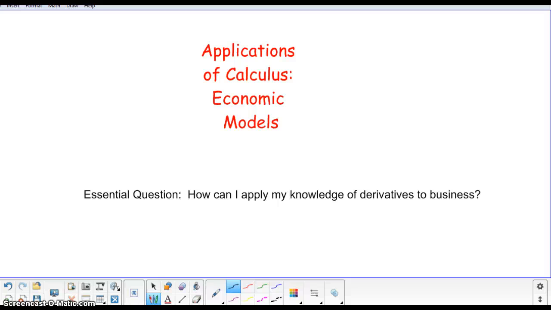Hello SL2. Today's topic is another application of derivatives. We're going to be looking at economic models today. Therefore, our essential question is: how can I apply my knowledge of derivatives to business?